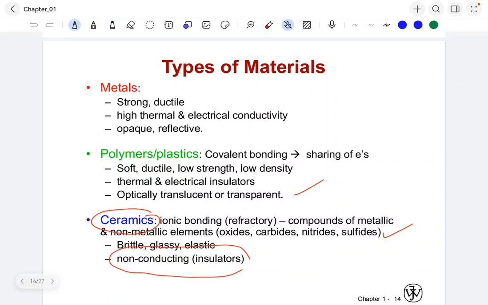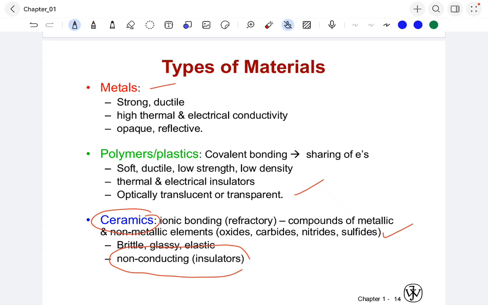Now coming to the next part, which is the types of materials, and these are the most common materials. As we can see, we have the metals, the polymers and plastics, and the ceramics. Metals are usually strong and ductile, with high thermal and electrical conductivity, of course, and they are also opaque and reflective.